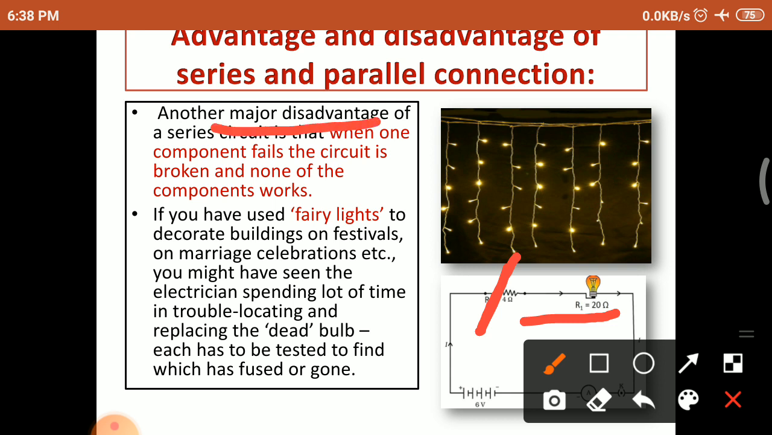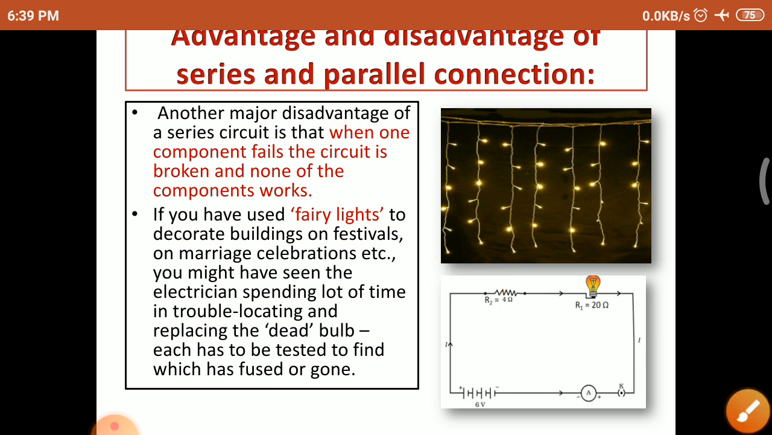So this is a major disadvantage of series combination. If one component fails or is broken, none of the components work. Also it is very difficult to replace the dead one, because we don't know which one is dead. We have to check all the electric gadgets connected in the series. So these are the disadvantages of series connection.